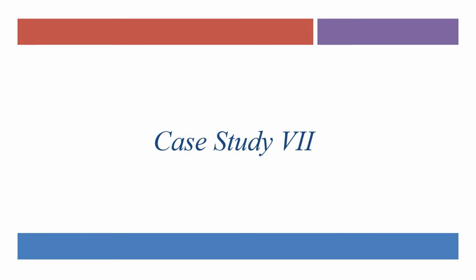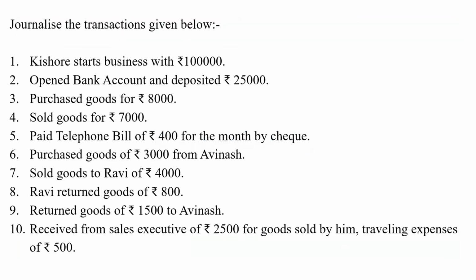In this video, we are going to see the case study 7. Let's see right now the transactions. Journalize the transactions given below. The first one, Kishore starts business with rupees 1 lakh. This particular entry has to be done in receipt voucher. And here we have to go for creating capital account.